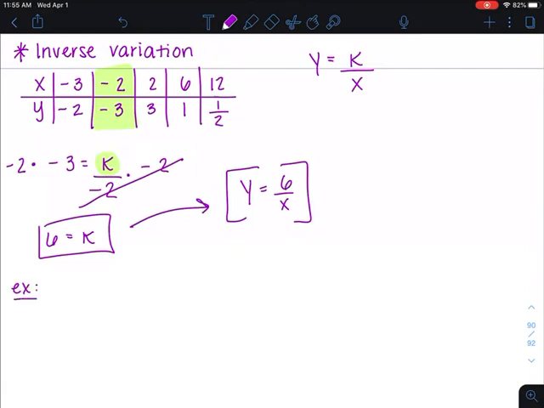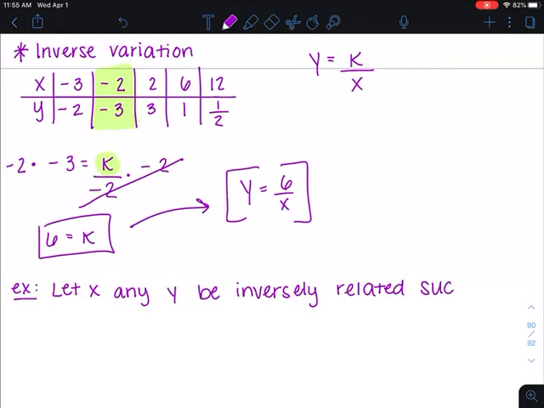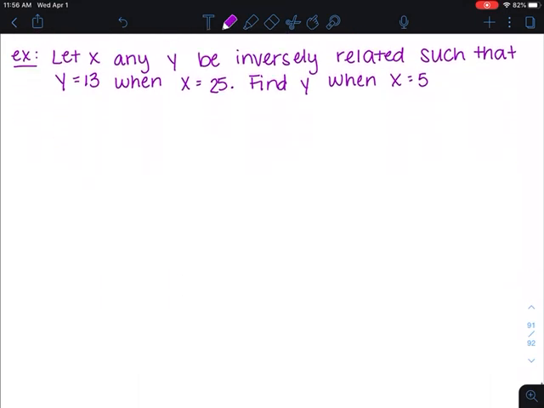Alright, and let's look at another example. Let x and y be inversely related such that y equals 13 when x equals 25, and find y when x is equal to 5.